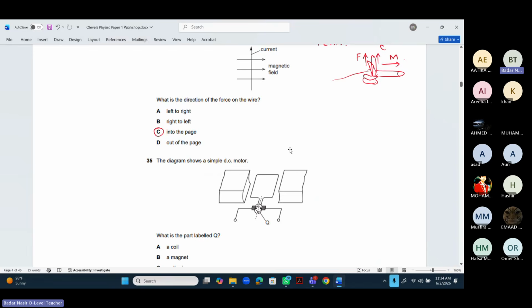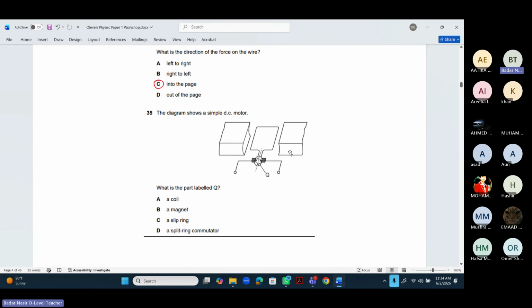The diagram shows a simple DC motor. What is the part labeled Q? So that is split ring commutator. और ये साथ वाला क्या था? These are your carbon brushes.